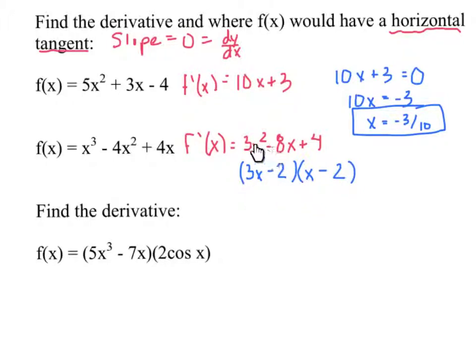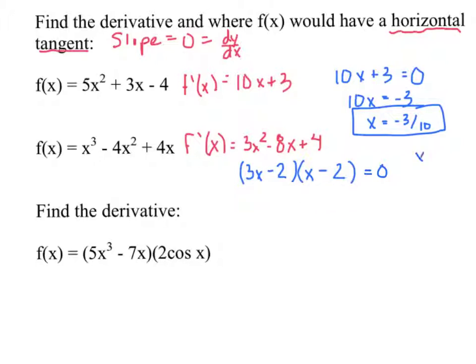3x times x is 3x squared. 3x times negative 2 is negative 6x. Negative 2 times x is negative 2x. Well, negative 6x minus 2x is negative 8x. Negative 2 times negative 2 is 4. So this is it. And being as we want it to be equal to 0, remember that to be equal to 0, one of these two factors must be 0. So we have a choice.